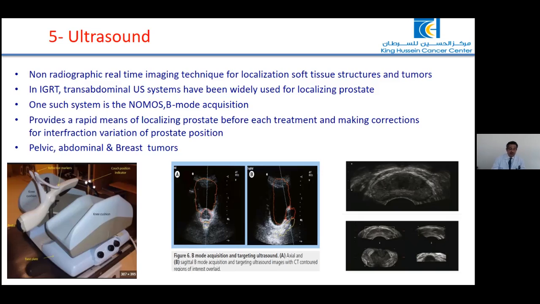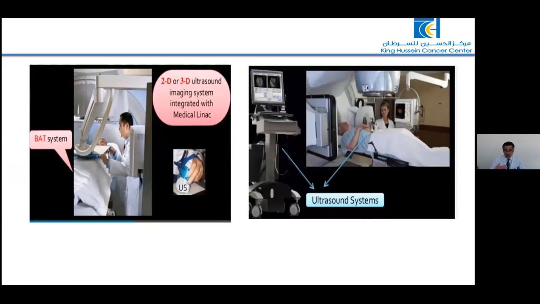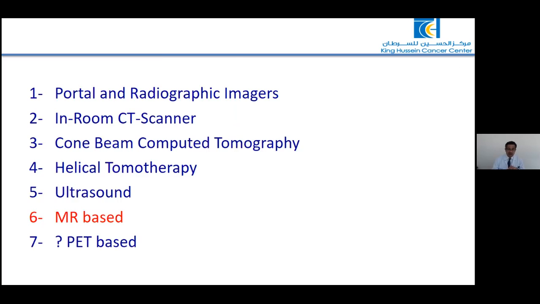Ultrasound can be done for some pelvic tumors, abdominal tumors, and breast tumors, especially if you want to see the seroma and the level of the seroma. These are some of the ultrasound techniques that are in use as an IGRT tool in radiotherapy practice.